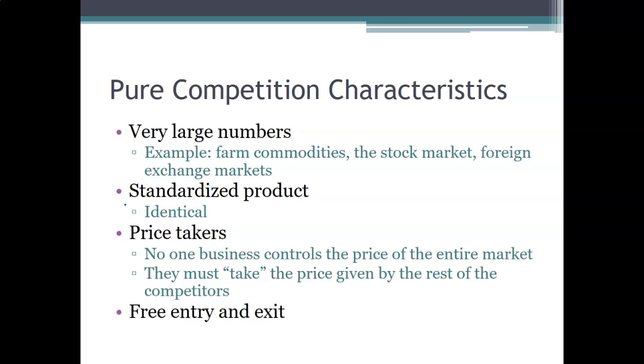And last, we're going to get into this a little bit towards the end, people can enter and leave the market in the long run. Very important that it's in the long run.